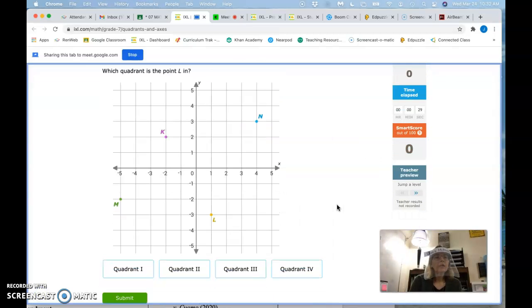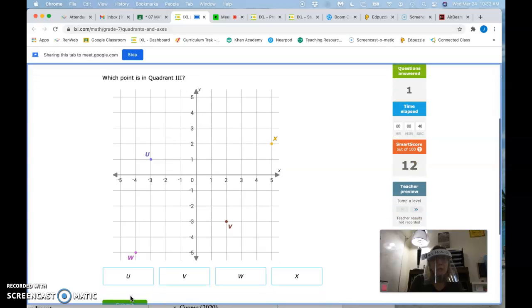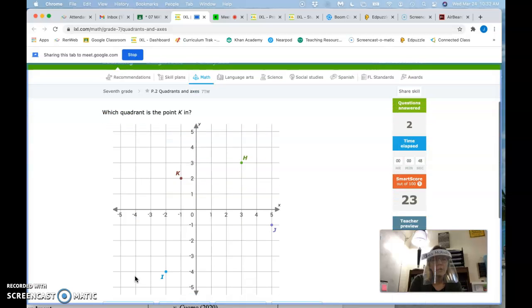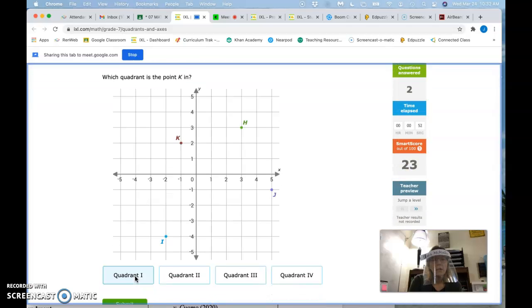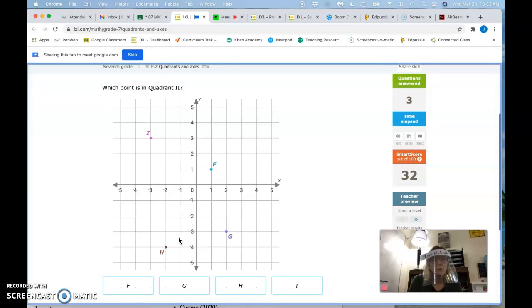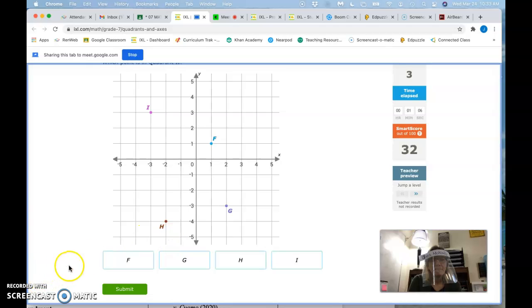Bella. Okay, which quadrant is point L in? Quadrant 4. Yes. So the first few are very easy. What point is in quadrant 3? Okay, you do the next one, Cameron. What quadrant is K in? The second quadrant. Yes. What is in quadrant 2? Hold on, I have to look. Alright. Yes.